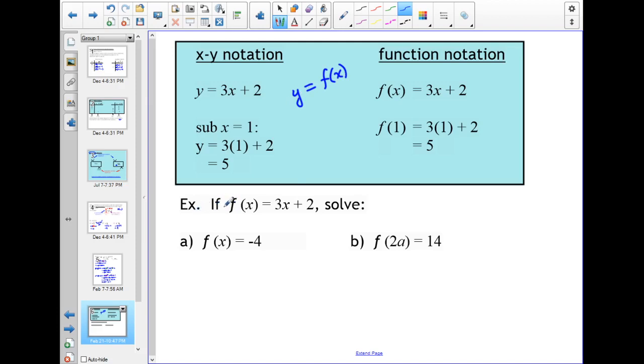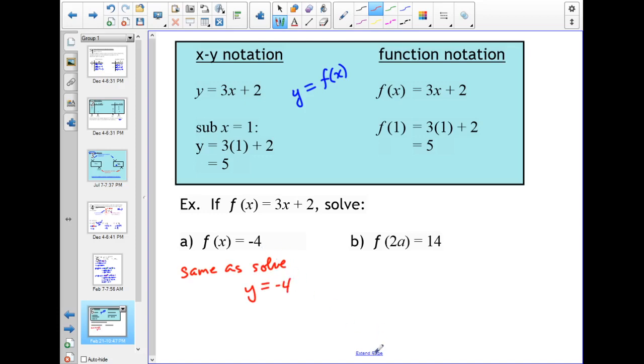Now, let's finish up with our final example. I'm giving you a definition here. Here's my function. F of x is defined as 3 times x plus 2. And now I'm turning it around a little bit. Now I'm saying, well, I want you to solve f of x equals negative 4. But that is the same as, I'll put this in a different color, that is the same as solve y equals negative 4.